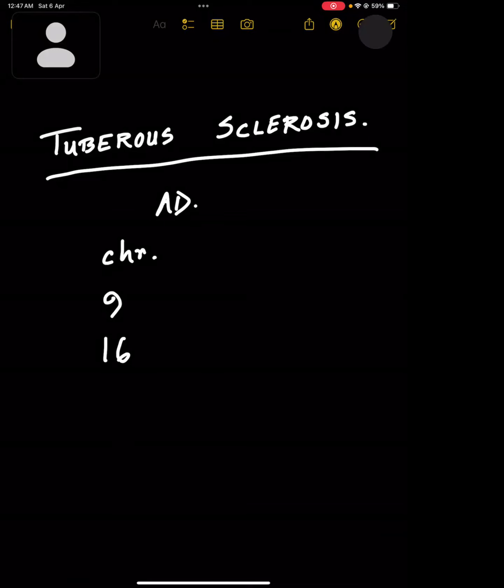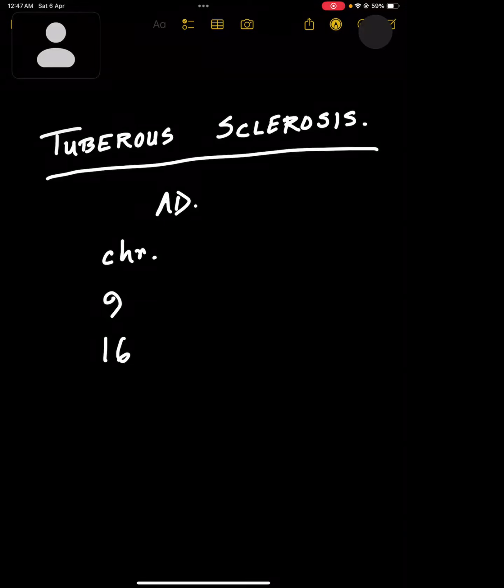So two chromosomes are there. One is 9, one is 16.